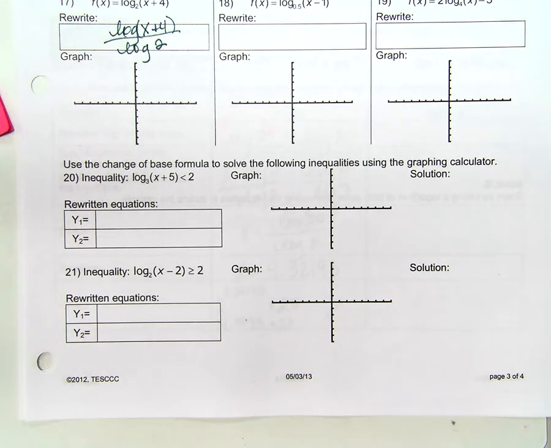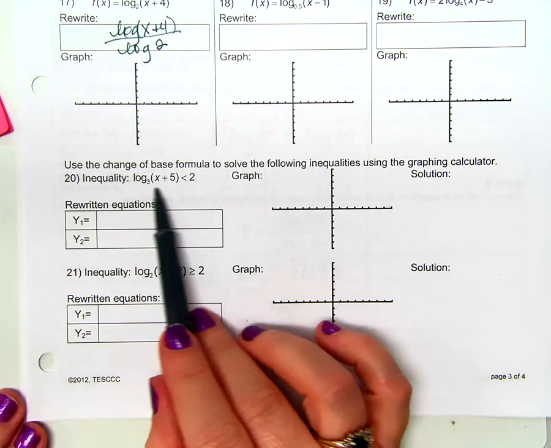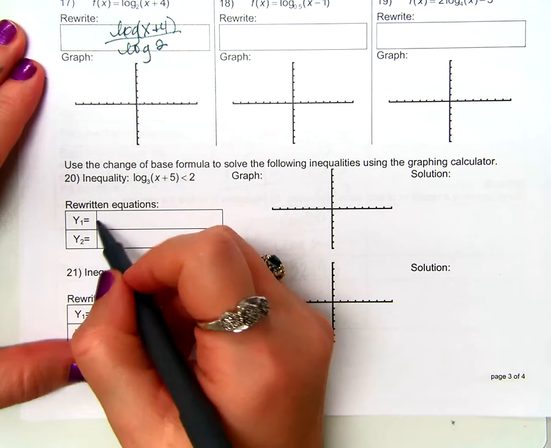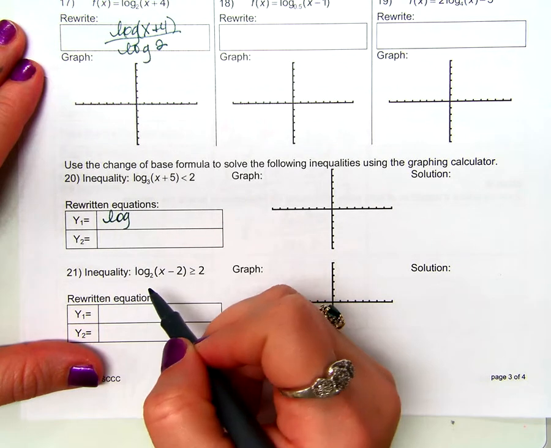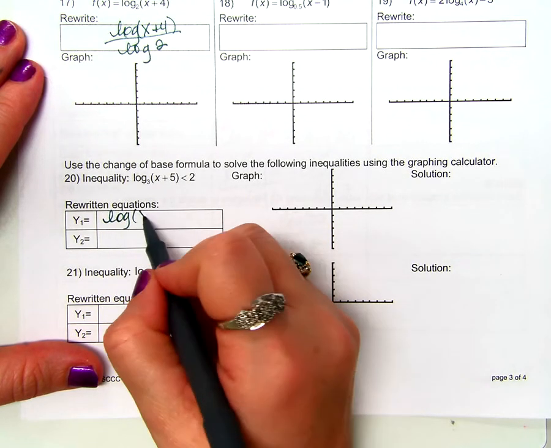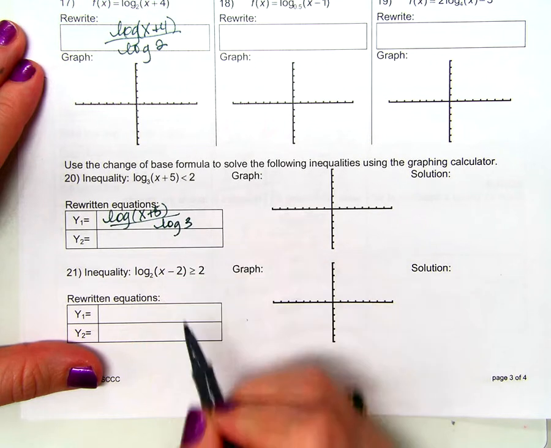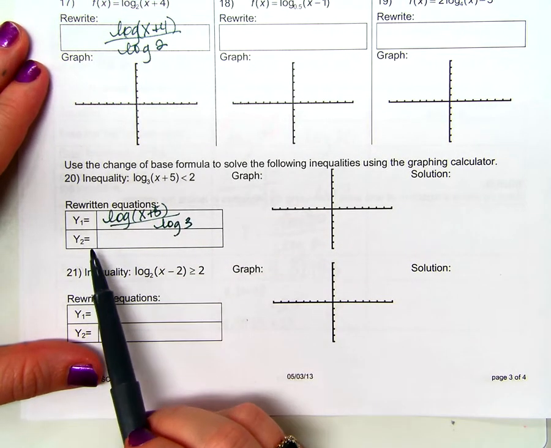Okay? All right, 20 is a little different because it is an inequality. Okay? So real quick, we're going to look at this. Once again, you can put this straight into your calculator, but we're pretending you can't. Okay? We're just pretending. So log of x plus 5 over log of 3. And what would we put in y2?